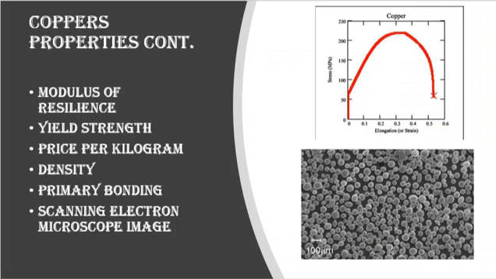As of right now, copper has a melting temperature of 1083 degrees Celsius and a modulus of elasticity of 48 gigapascals at room temperature. Its modulus of resilience is 829 psi, and its yield strength is around 160 megapascals. The current price per kilogram for copper is around $7.60. It has a density of 8.96 grams per centimeter cubed, and its primary bonding is in a metallic bond. On the right, you can see a picture of copper under an electron scanning microscope.